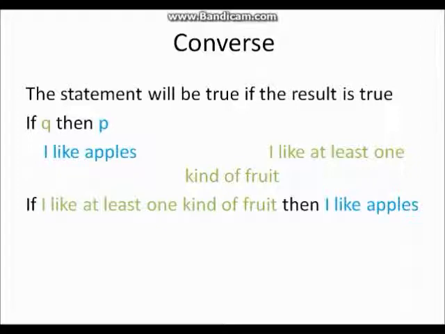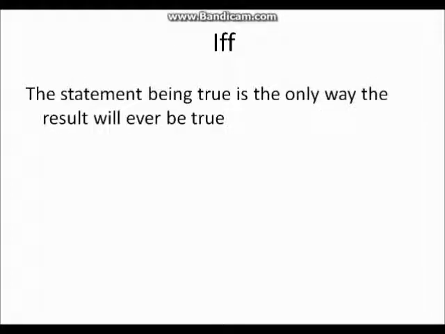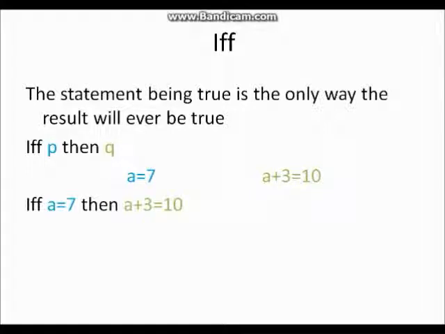Although they are very helpful in the case of if and only if. Now, this is where the statement being true is the only way the result will ever be true. This takes the form if and only if P, then Q. And now our example, our statement is a equals 7, and our result is a plus 3 equals 10. Now our phrasing of this is if and only if a equals 7, then a plus 3 equals 10.